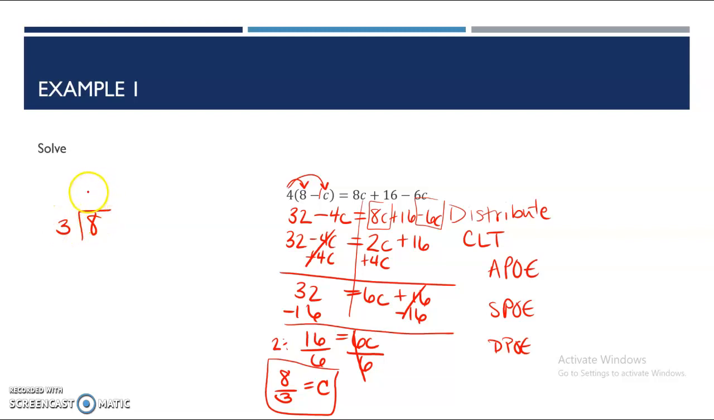3 goes into 8 2 times, which is 6. 8 minus 6 is 2. So we have a remainder. So when we rewrite this, we have a whole number, right? C could also equal 2 is our whole number. Our remainder is 2 over our divisor, which is 3. So we end up with 8/3 is equal to 2 and 2/3.